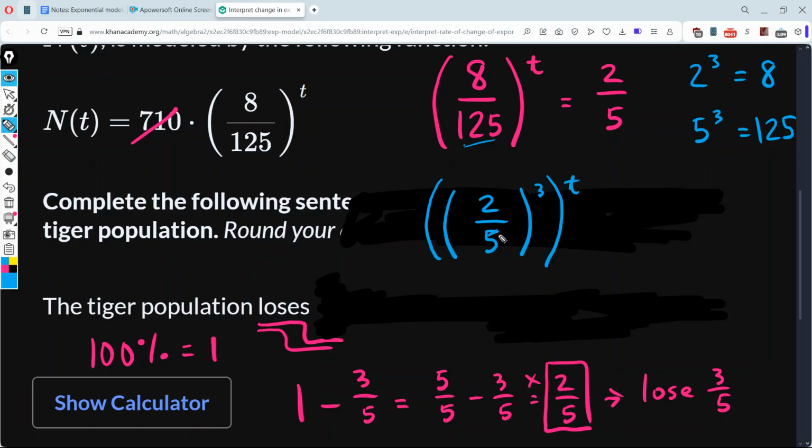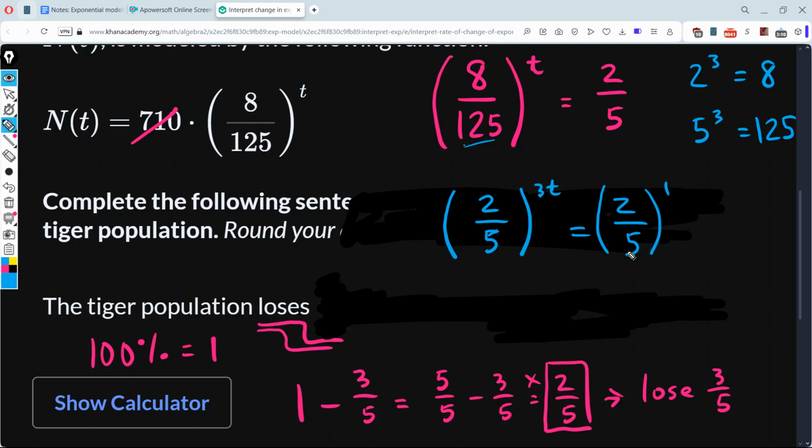But just like last time, when you have something with an exponent and you raise that to another exponent, they're just going to get multiplied. So this here is really just to the power of 3t. Okay, so you can rewrite it as such. All right, so I'm just going to write it to the power of 3t. All right, and that's going to equal the 2/5. And 2/5 with no exponent is the same as 2/5 to the first power.